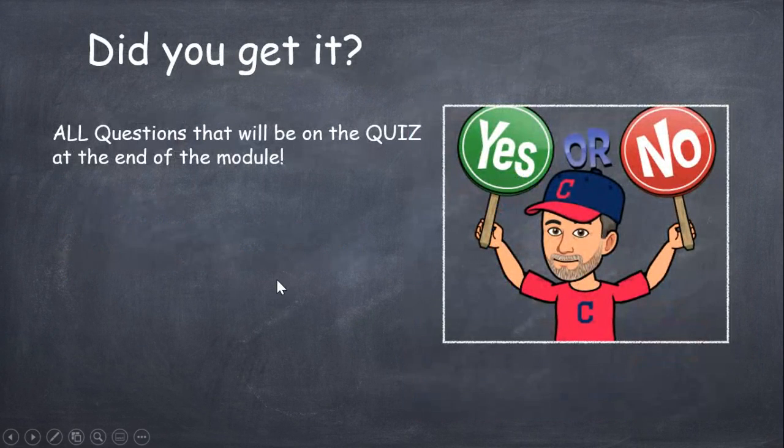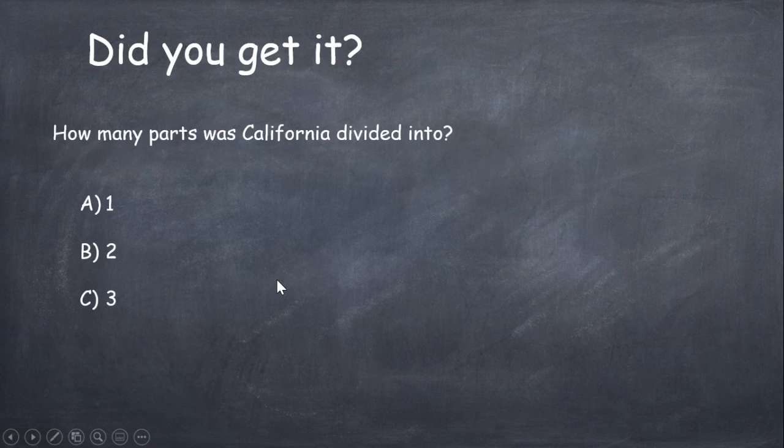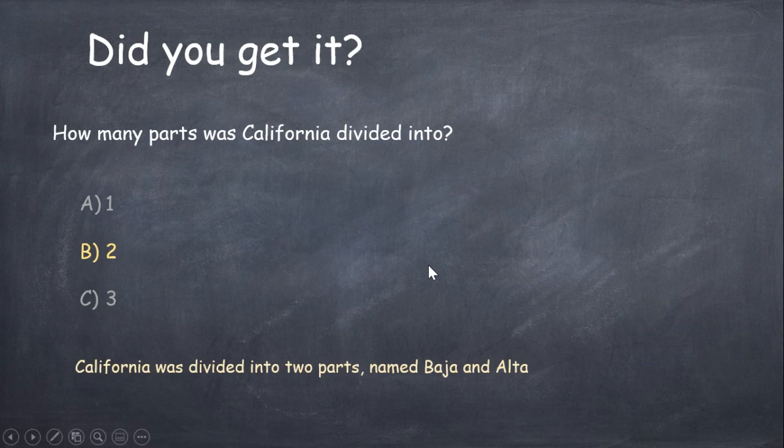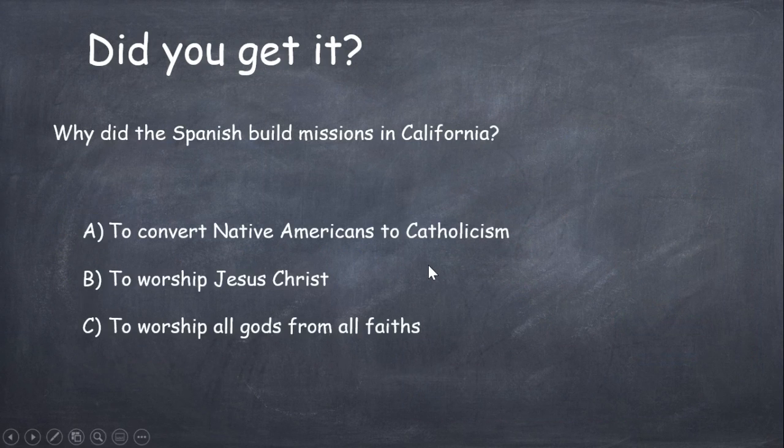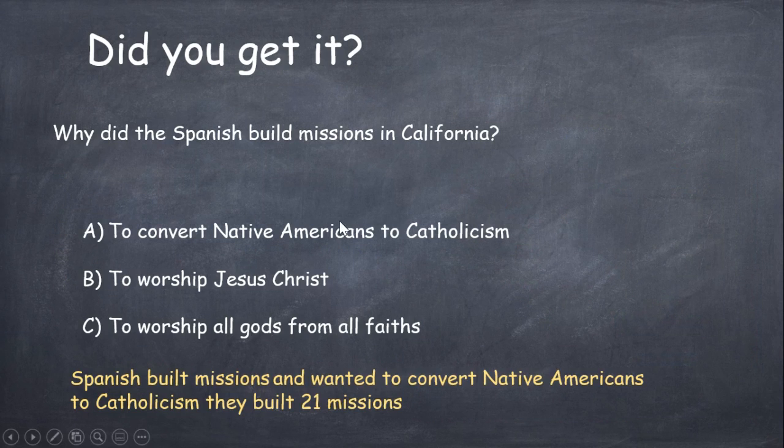All right, so did you get it? How many parts was California divided into? 1, 2, or 3? And remember, there was 2. California was divided into 2 parts named Baja and Alta. Why did the Spanish build missions in California? It was to convert Native Americans to being Catholics.